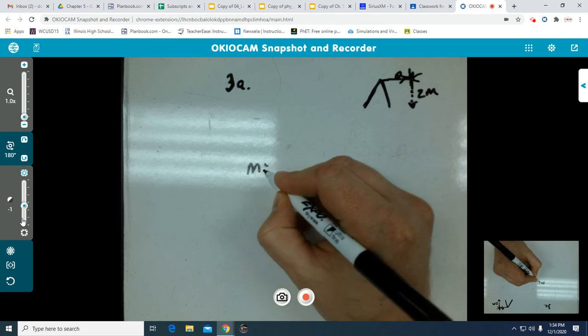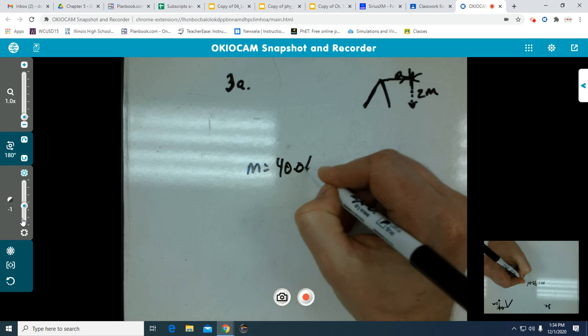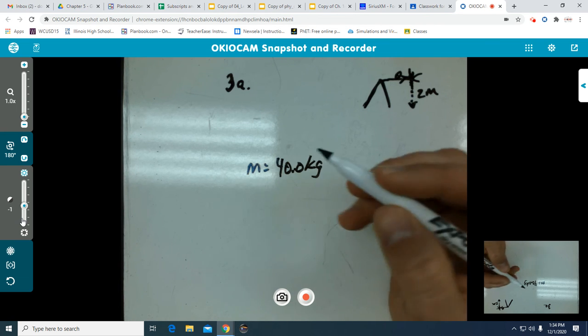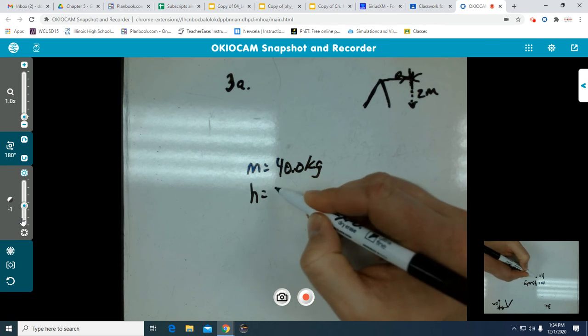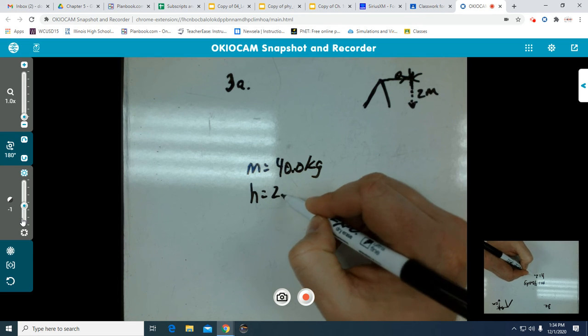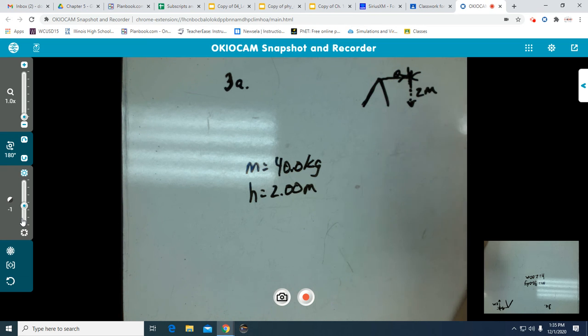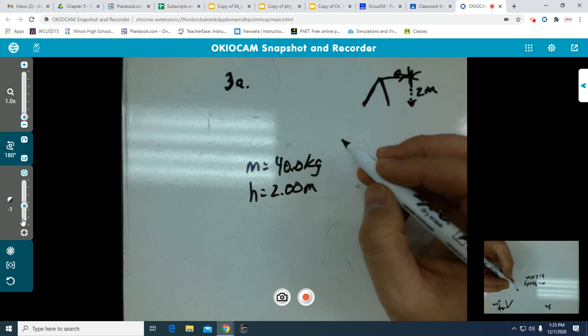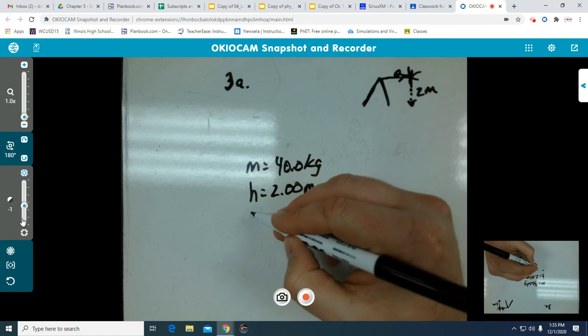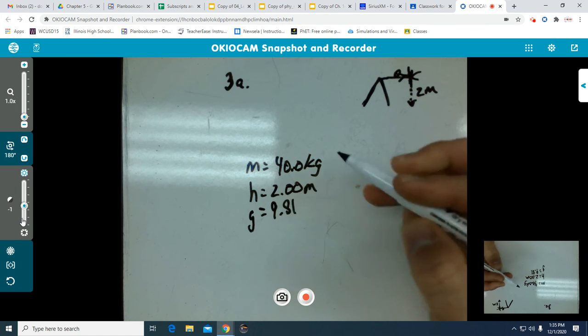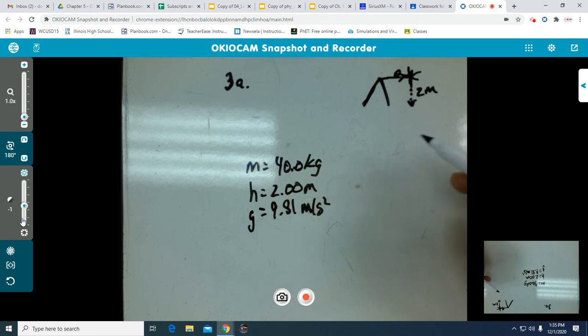We know that the mass of the child is 40.0 kilograms. We know that the height will be 2 meters because these ropes are 2 meters. When it's vertical, it's going to be 2 meters from the ground. Or sorry, when it's horizontal, it'll be 2 meters from the ground. The other thing we know is our g, 9.81 meters per second squared.